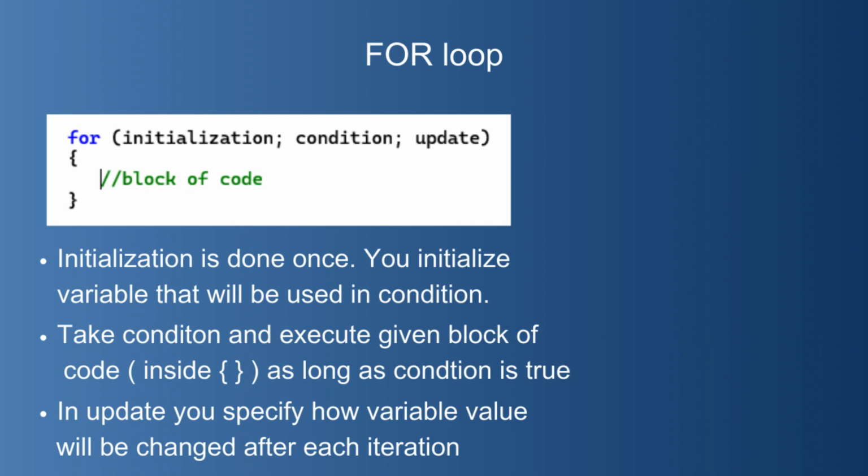In for loop, you not only pass condition. For loop consists of three parts: initialization, condition, and update. Initialization is done only once. You initialize variable that will be used in condition. And then condition is checked. If condition is true, block of code inside curly brackets will be executed. And after each iteration, variable is updated.